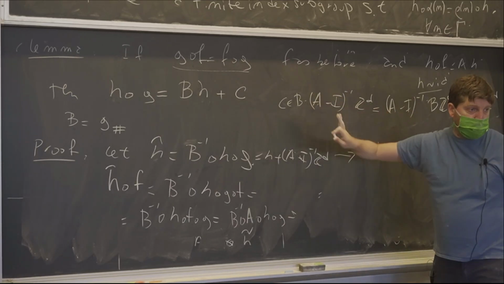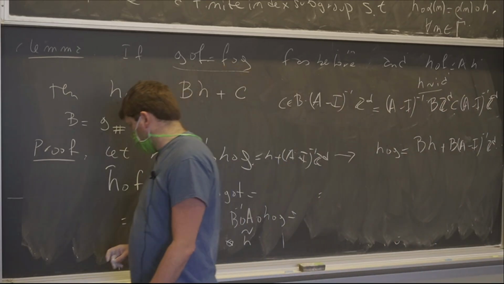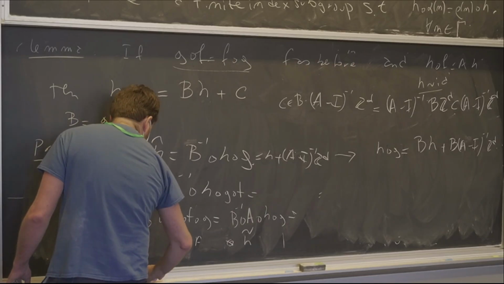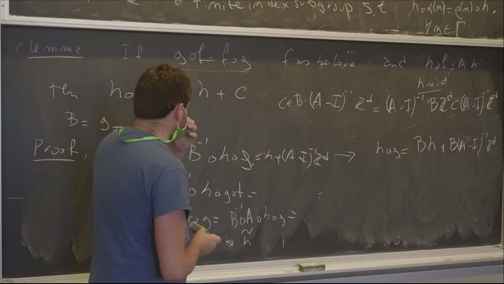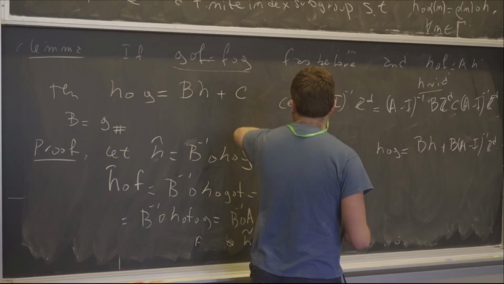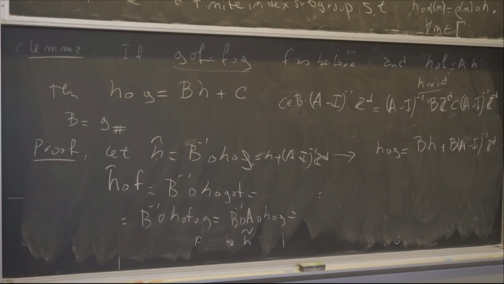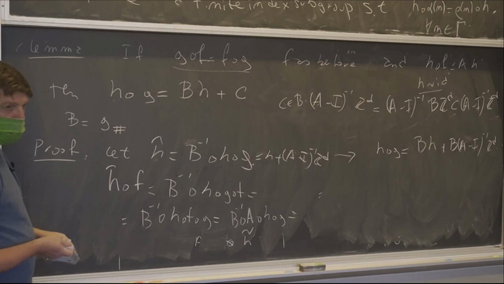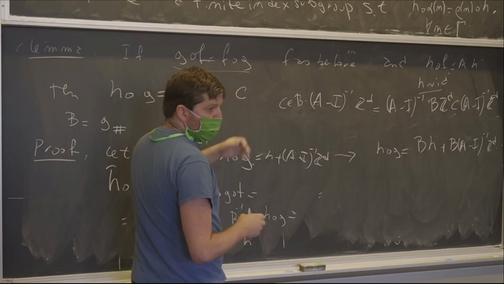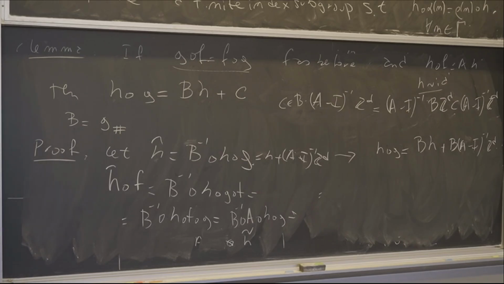There is no B over there. So once I know that there is really the same B everywhere, it's just a matter of taking a finite index subgroup, which is where this C vanishes. Okay, so that's our last. Wow.